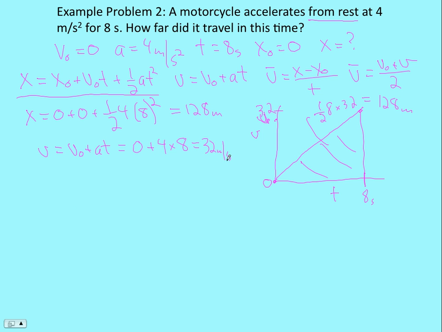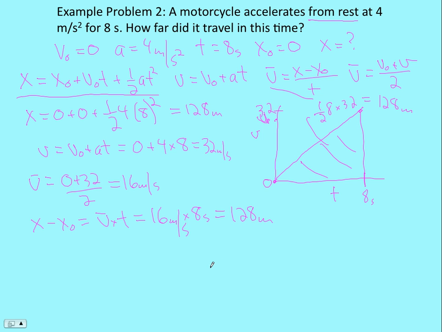Now that we know the final velocity, I could get the average velocity, v0 plus v over 2. So the average is 16 meters per second. And so solving our average velocity equation for change in position, average velocity times the time. So now we know the average is 16. It's not 0, it's not 32, it's 16 meters per second times the time, and I get 128 meters.